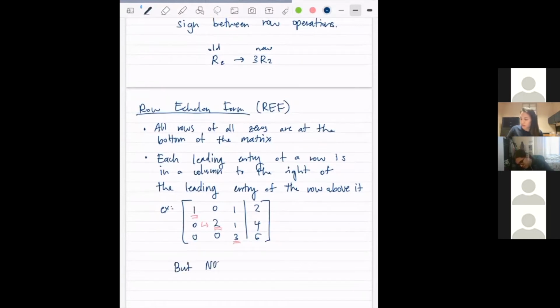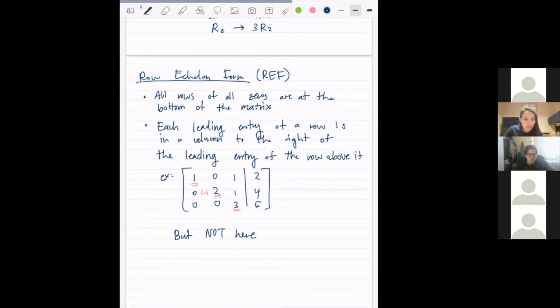So this is a non-example. Let's see, here, if we have 0, 1, 0, 0, 1, 0, 1. Okay. So in this case, the leading entry of the first row is in the second column, but the leading entry of the second row is in the first column. So it's not going in the right direction, right?